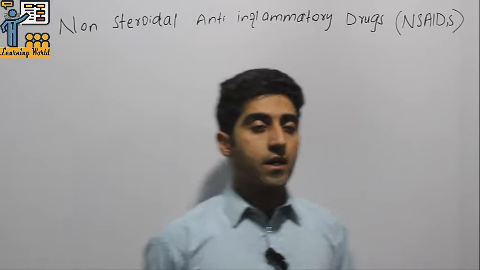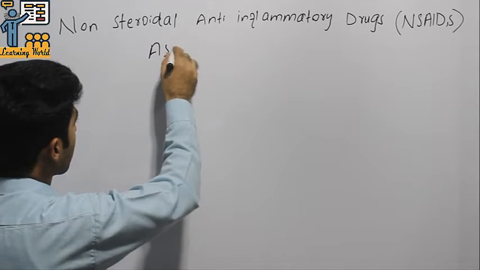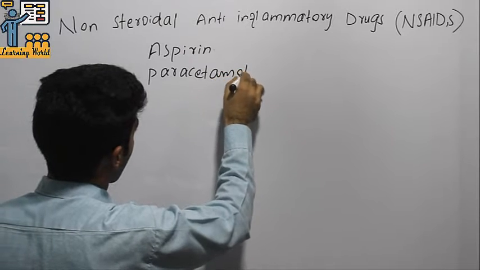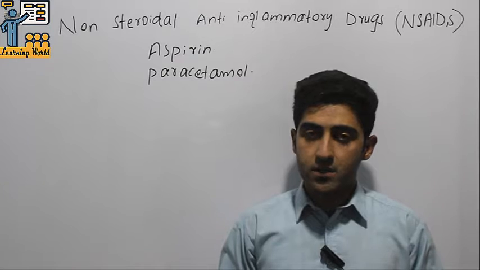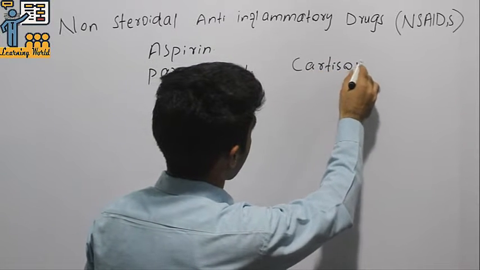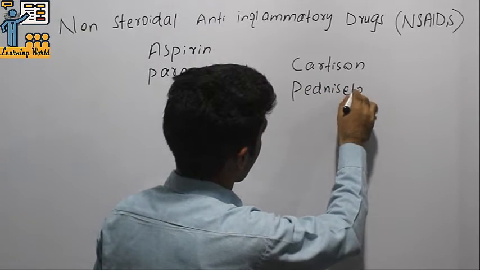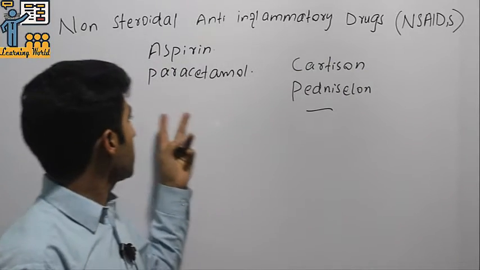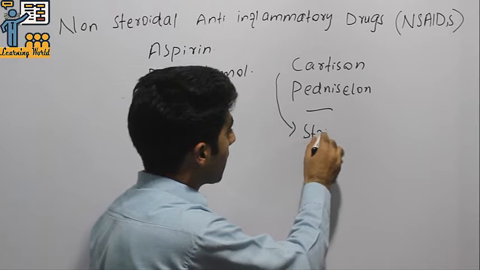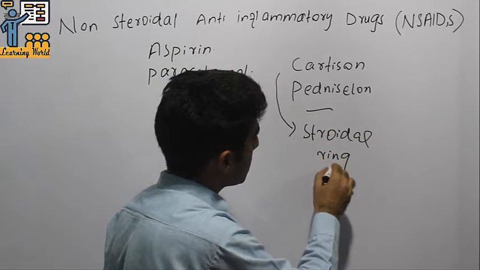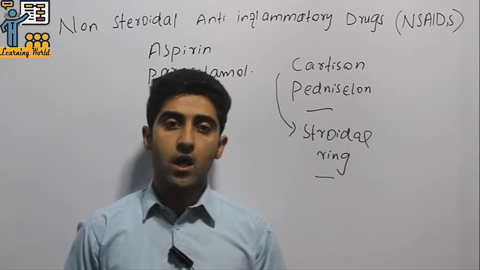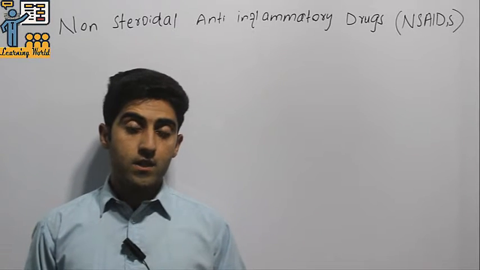The non-steroidal anti-inflammatory drugs, for example, are aspirin, paracetamol, etc. Aspirin and paracetamol are the NSAIDs, and the steroidal anti-inflammatory drugs are like cortisone and prednisolone. In cortisone and prednisolone, steroidal rings are present, but in the NSAIDs, aspirin and paracetamol, no steroidal rings are present. Now we will talk about the pathophysiology of inflammation.